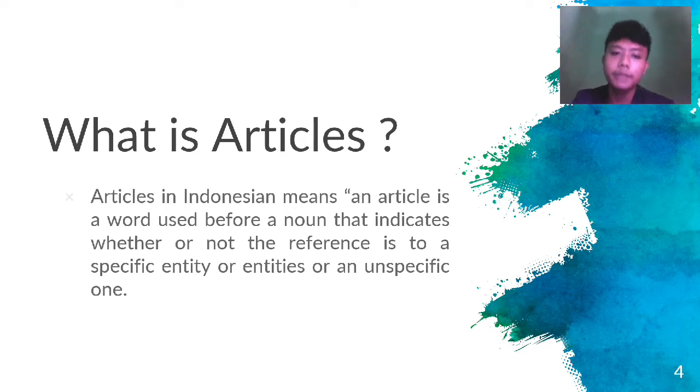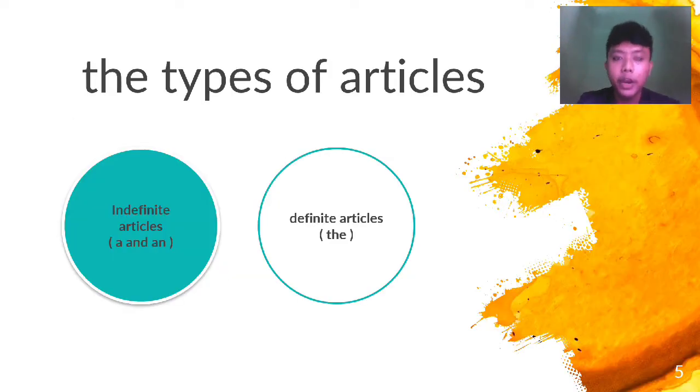Article in Indonesian means artikel. An article is a word used before a noun that indicates whether or not the reference is to a specific entity or entities or an unspecific one. Next, the second point, about the types of articles in English. In English, articles have two types, namely indefinite articles consisting of a and an, and definite articles consisting of the. Let's see the further explanation.